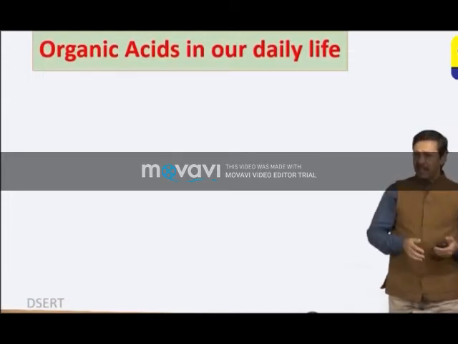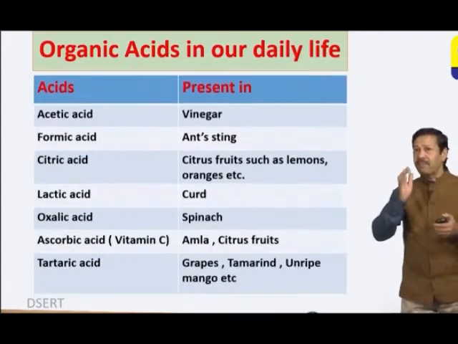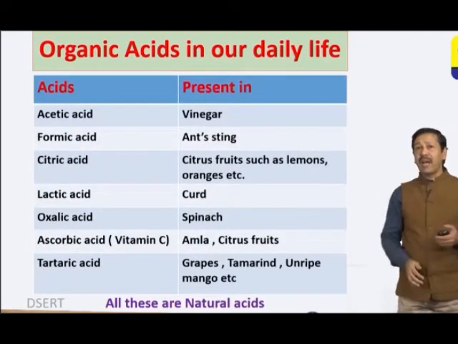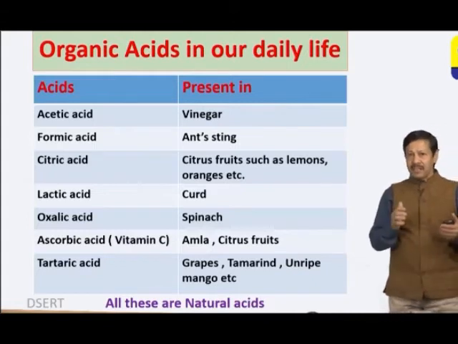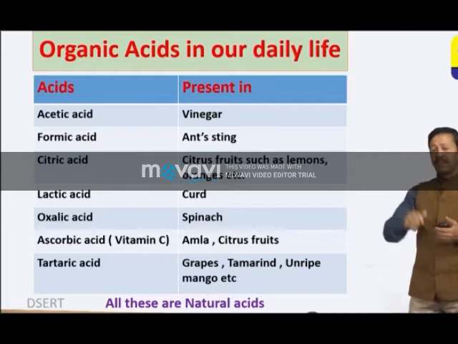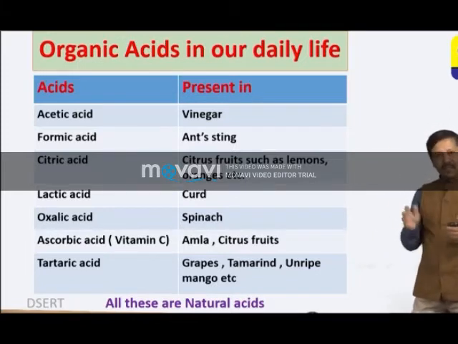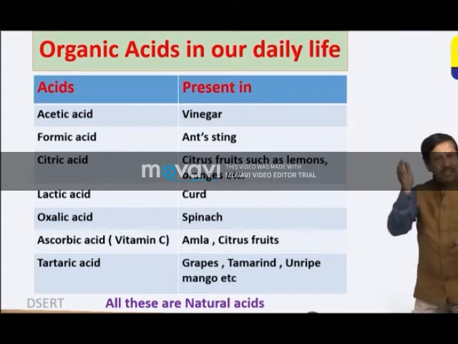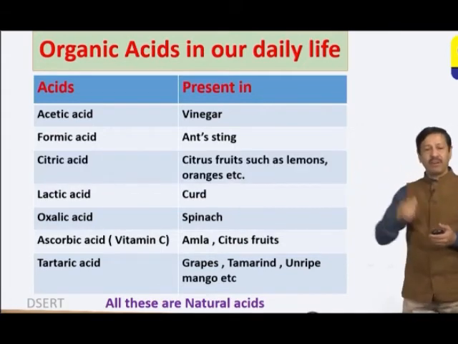Organic acids in our daily life. Acids are part and parcel of our life. Here is the chart where the acids are present, where they are used. Acetic acid is present in vinegar, formic acid is found in ants' sting, citric acid is found in citrus fruits such as lemons, oranges and so on.